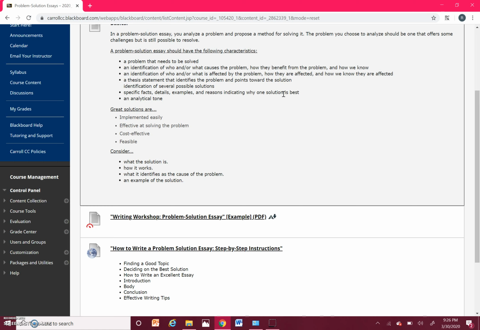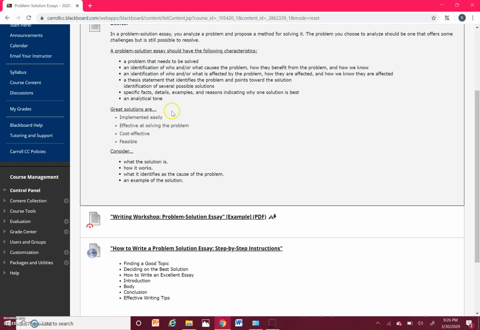And use an analytical tone. Even more so than in the contrast essay, it's crucial that we do not use casual language. So definitely no first person, definitely no second person. And the analytical tone, part of that is being respectful of views that differ from yours, while still proving that whatever view you're pushing, whatever solution you're proposing, is the right one.